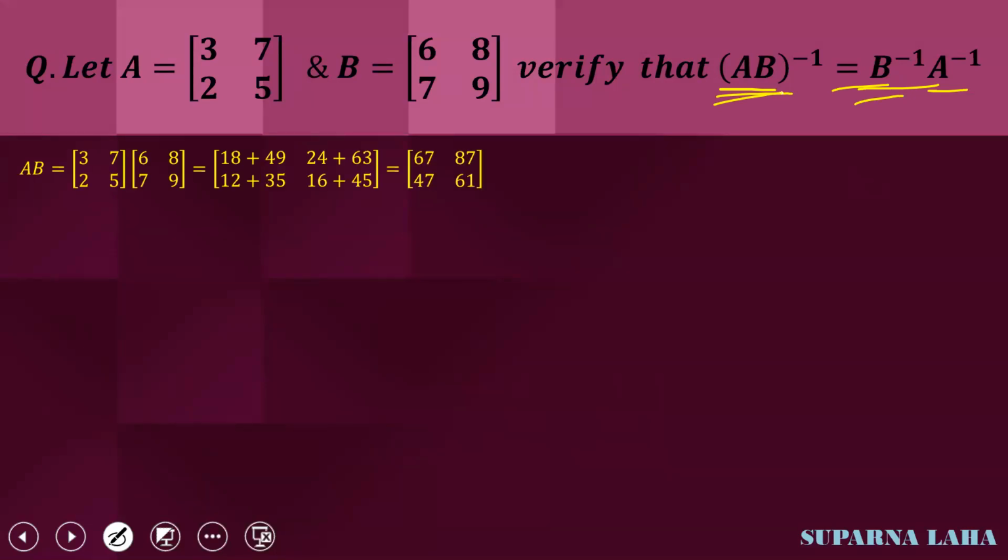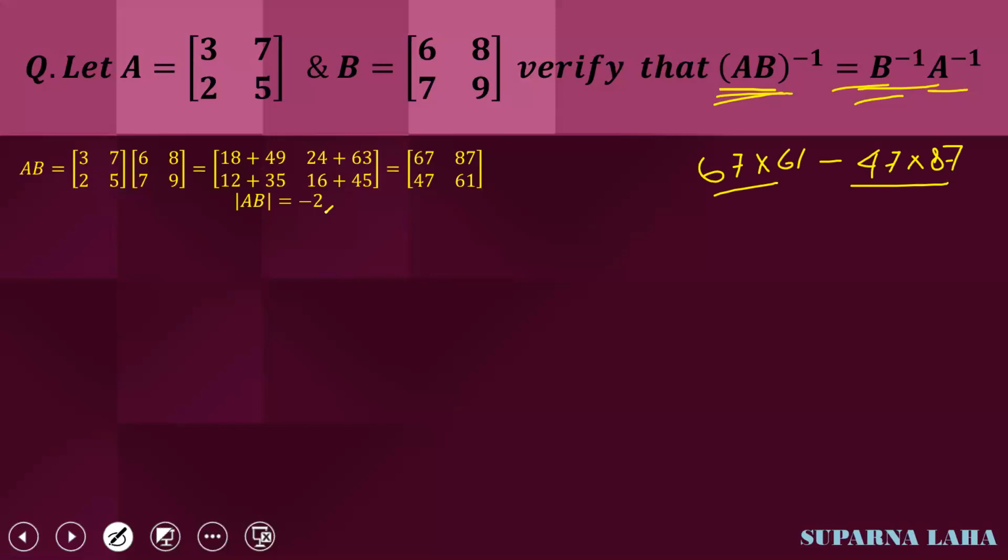Here all the calculations are given. So multiply these matrices 3, 7, 2, 5 and 6, 8, 7, 9. I don't think I need to explain it again and again, since you know how to multiply the matrices. So AB is given. Now you need to find its determinant value, that is of AB. Just multiply them: 67 into 61 minus 47 into 87. So this is your homework. Multiply them and check whether it comes to -2 or not.